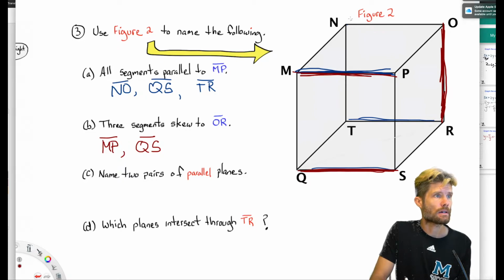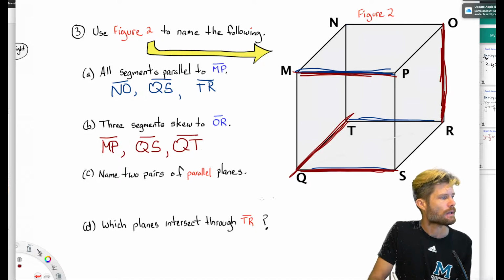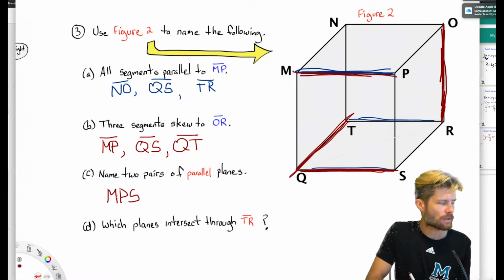What else is going to work here? We can go with QT here. Works. That is not going to intersect with OR, and it is not parallel. 2 pairs of parallel planes. Okay, so how about we go with the front face and the back face? So we need 3 non-collinear points for a plane. So how about MPS? And we just write 3 capital letters in a row. There's no line symbol on top, no commas here in between.